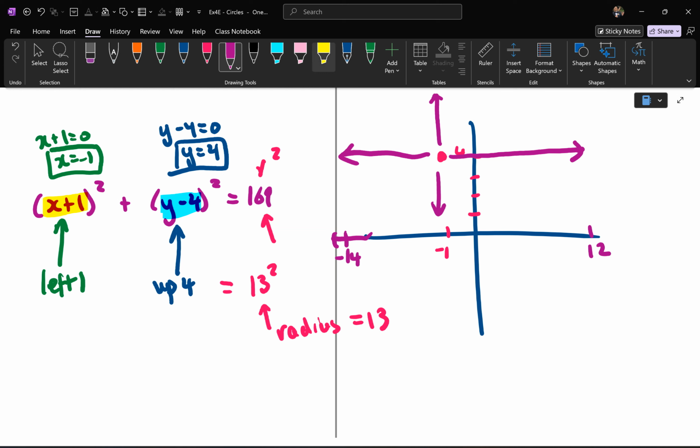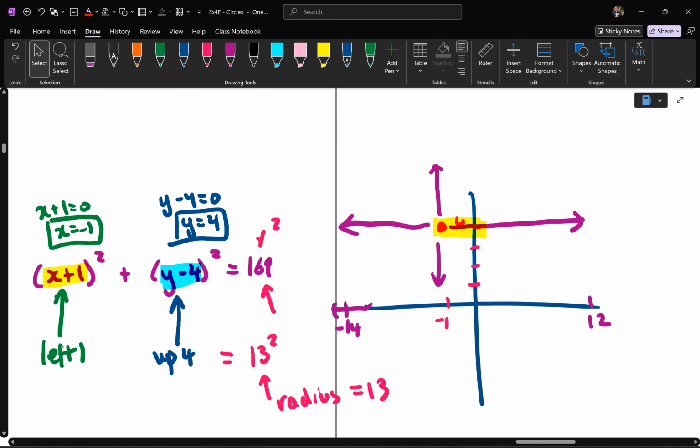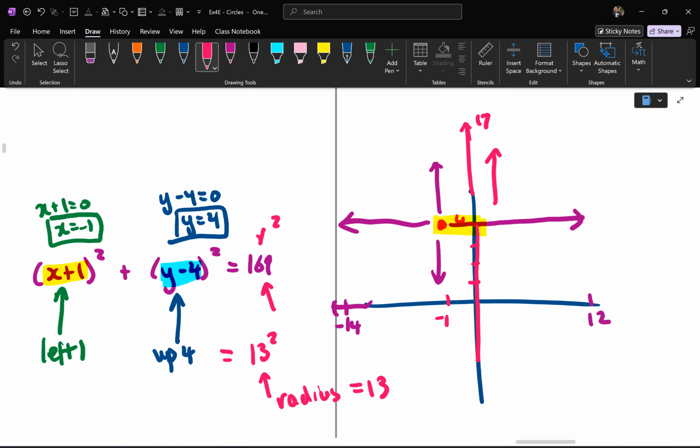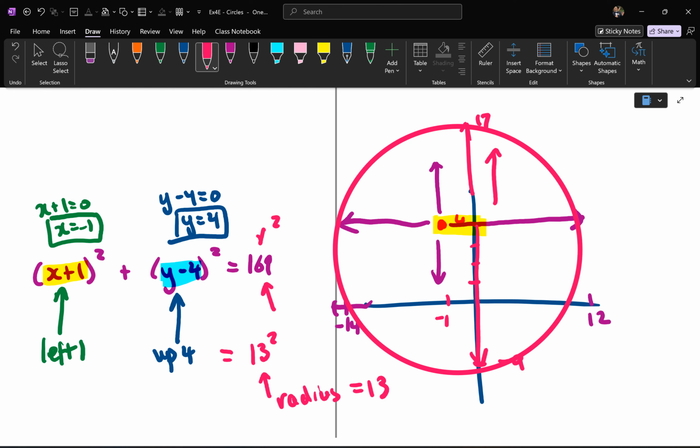Vertically, though, I started off at 4. So from 4, I'm going down 13, and from 4, I'm going up 13. What I should expect is 4 plus 13 should give me 17, so a maximum value of 17, and 4 take away 13 should give me, what's that, -9? So my circle, when you draw it, which I'm doing a very terrible one at the moment, you just need to mark the center, 17 on your axis to show that that's the highest point, -9 is your lowest point, 12 and -14, and that's how you would show that you've got your widths.